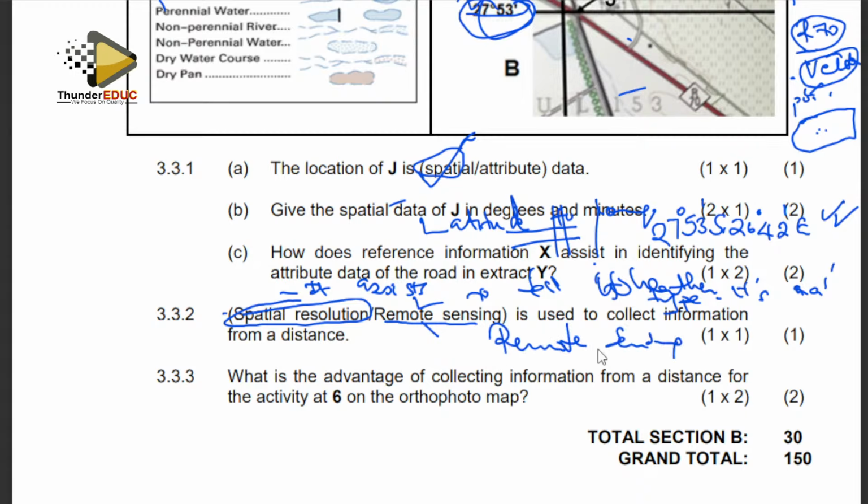When you talk about spatial resolution, we are referring to how you can identify the primary colors, the secondary colors on the road, on the map. Remember, we can look at it to say red is primary, white is secondary, like that. So that is the use of spatial resolution. We go to the last question. The last question in this paper is, what is the advantage of collecting information from a distance for the activity at 6 on the orthophoto map? We'll go to the orthophoto map.